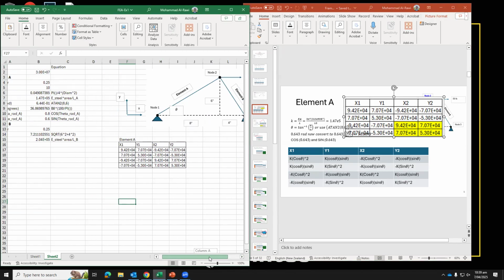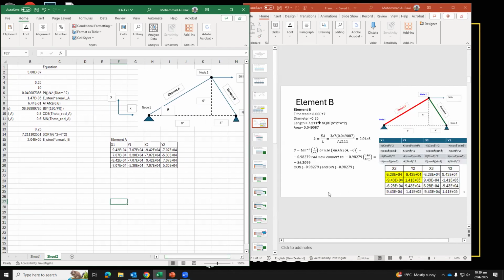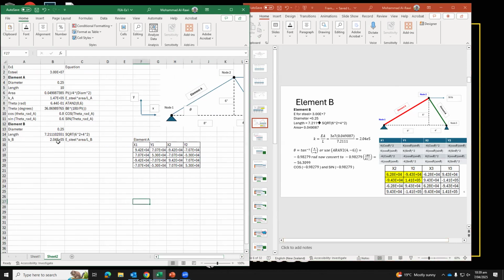For elements B, we need to repeat the same process, but slightly different. So let's go to the PowerPoint slides. For elements B, we already calculated the E steel and the K value after finding the length. So we find the K value for element B, it's about 2.04 e to the power 5, which is 10 to the power 5. Now, what is missing, we haven't done yet, is the theta we need to determine.